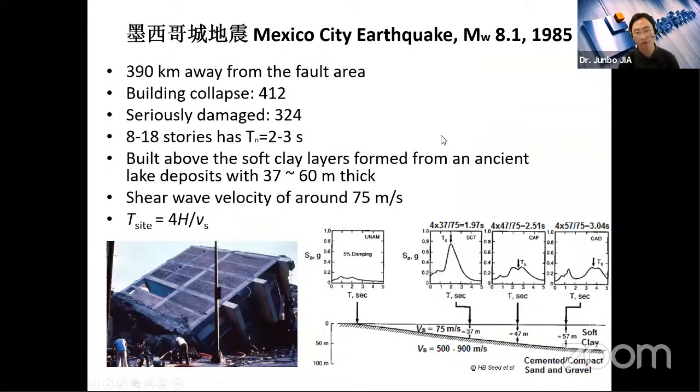So when we talk about earthquakes, I want to go further into geotechnical engineering to show that dynamic things are heavily involved in our earthquake design. Let's go first to the Mexico City earthquake in 1985.